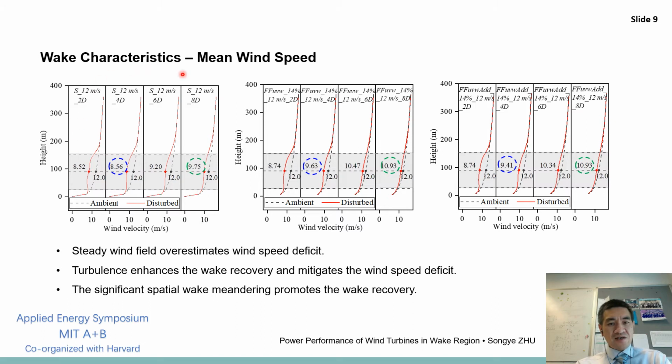In the first case, we consider the steady wind field. In the second case, we added the turbulence effect. We added the wake meandering effect. We can see the gap. The gap becomes smaller compared with the first case. So this means the turbulence effect and the wake meandering effect can promote the wind speed recovery with the increasing separation distance.